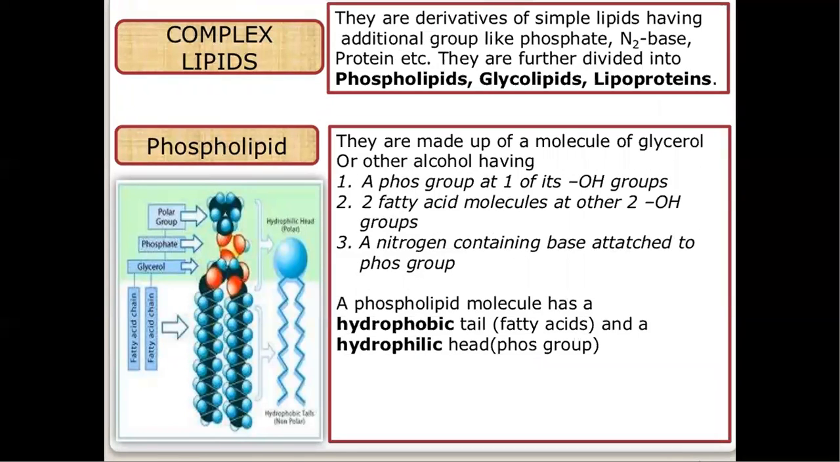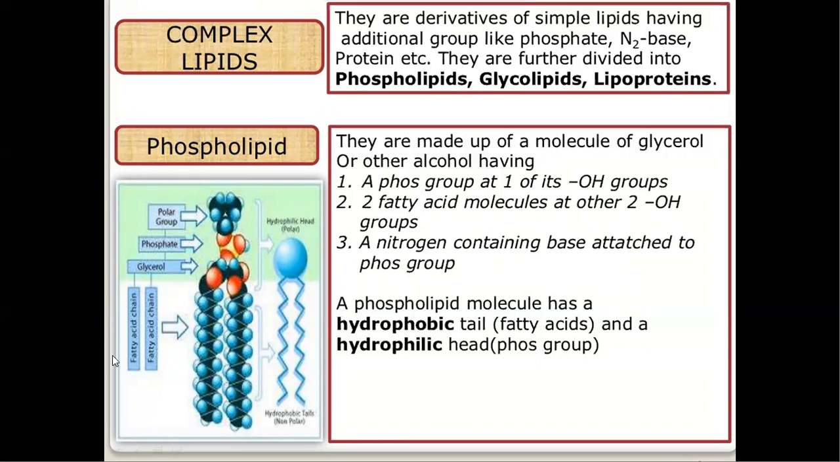The next one is complex lipids. The name complex means that it has the essential elements carbon, hydrogen, oxygen, along with phosphate and a nitrogen base. And these are the three important examples of complex lipids: phospholipids, glycolipids, and lipoproteins.